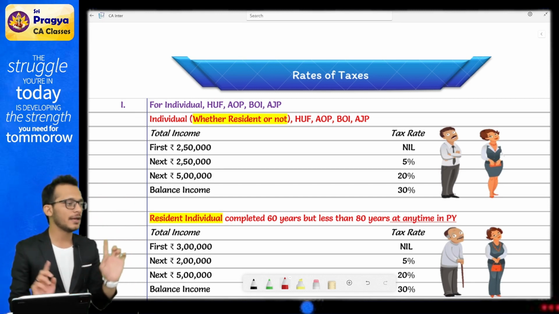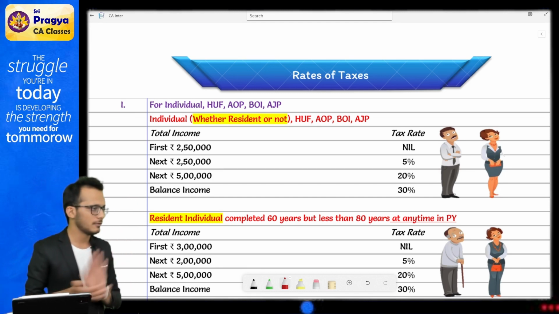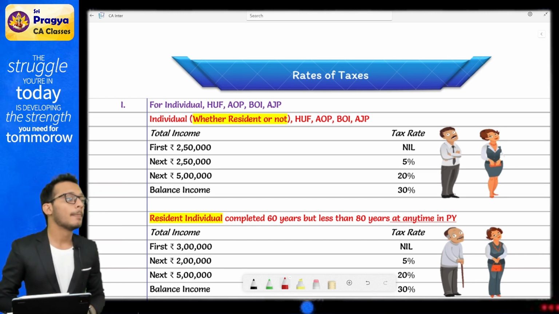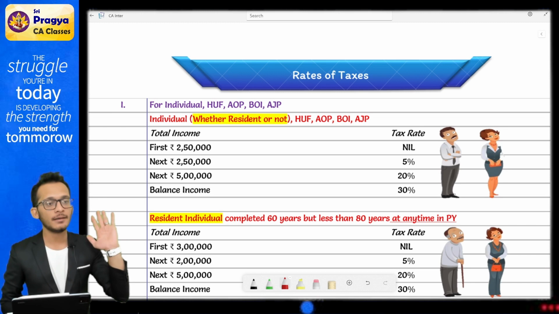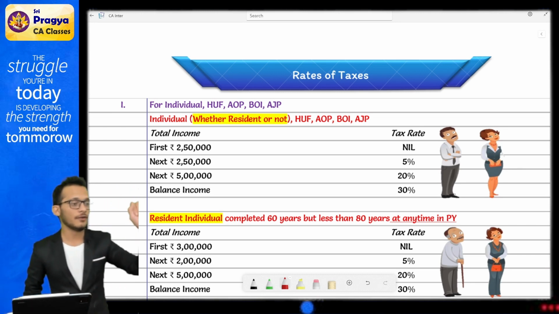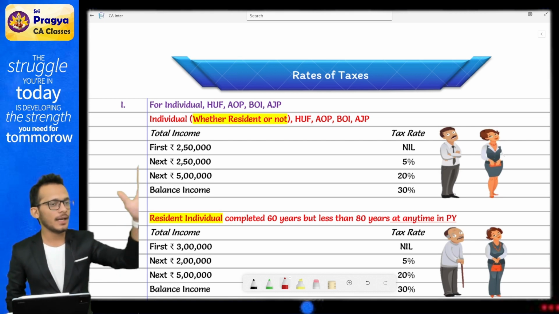Rahul, balance, why should I read? Because you have MCQs. You have to read the balance also because you have MCQs, but other than that, you only have to read individuals. With me till here? Yes. How do you do this? You have to start from individuals, HUF, AOP, BOI, AJP.